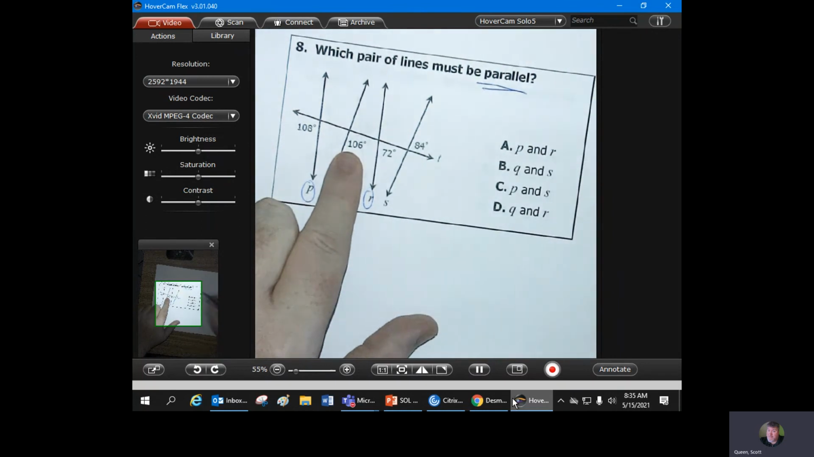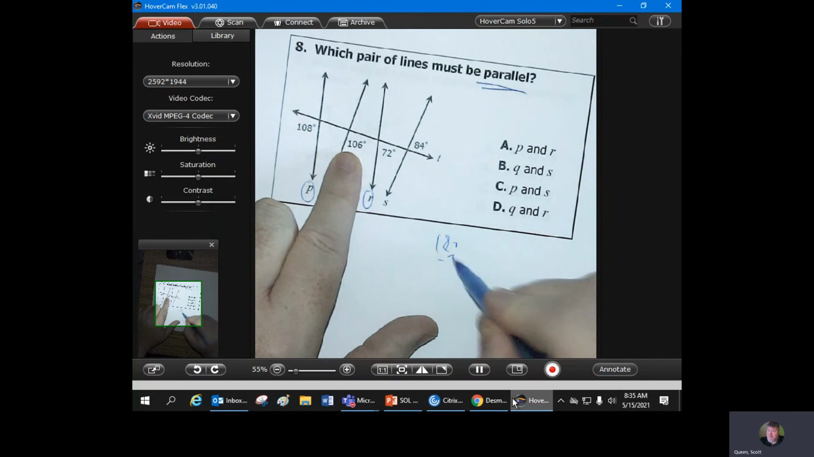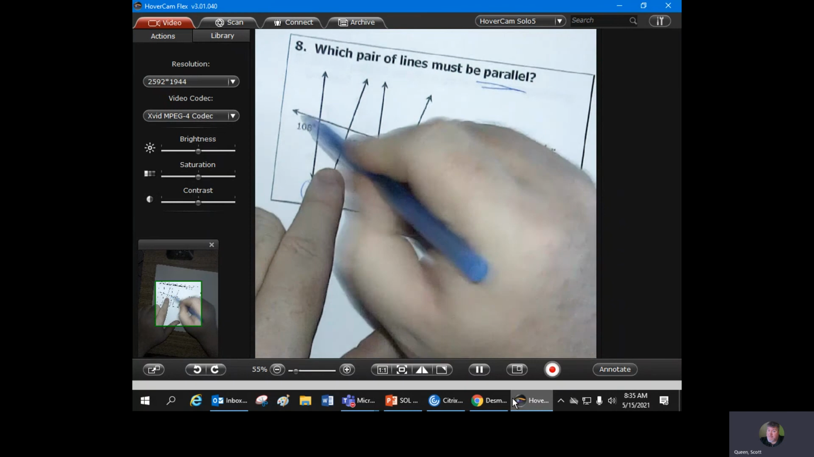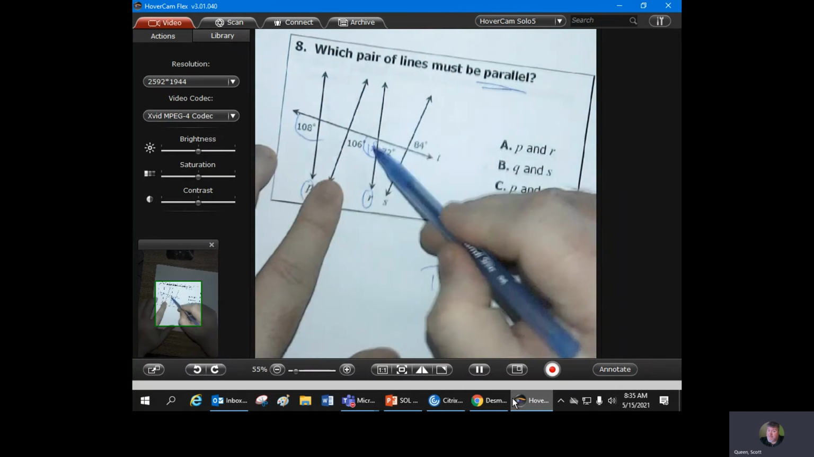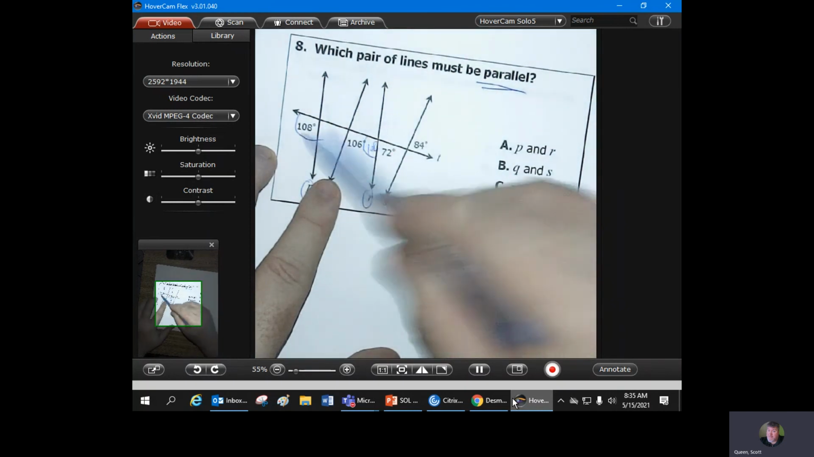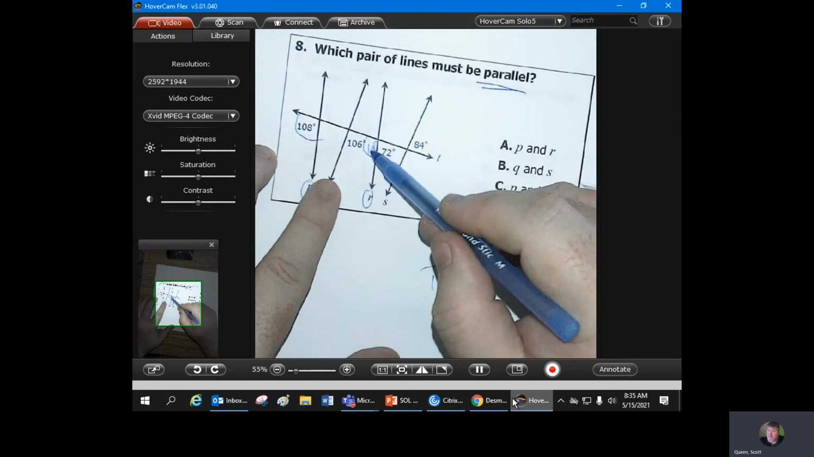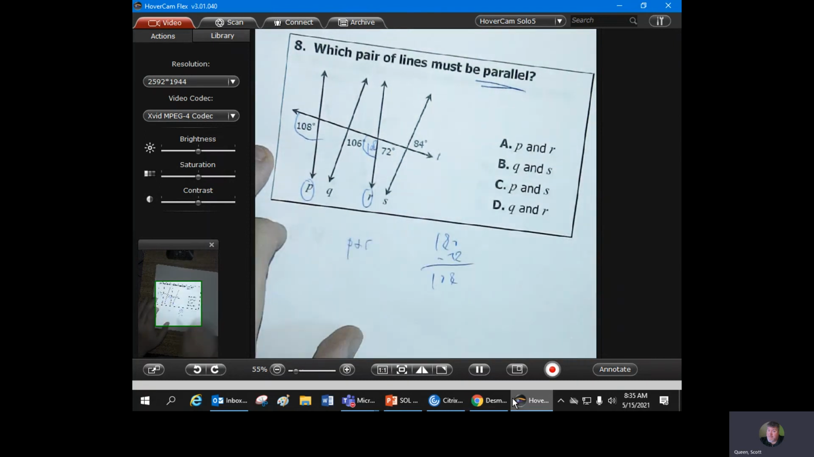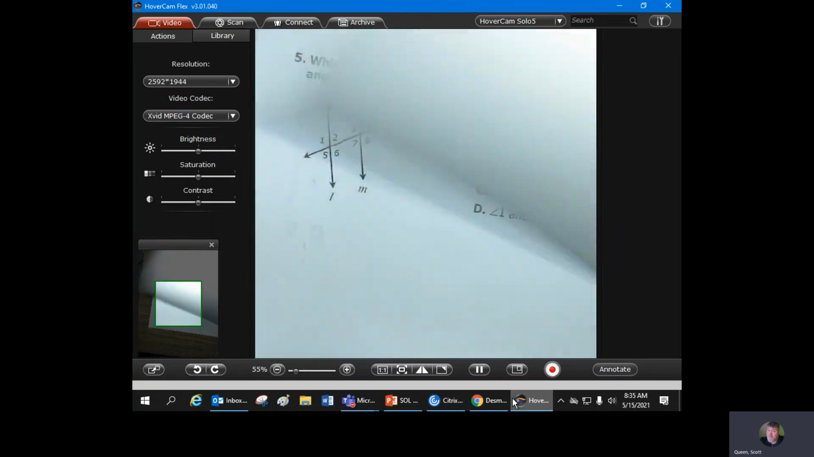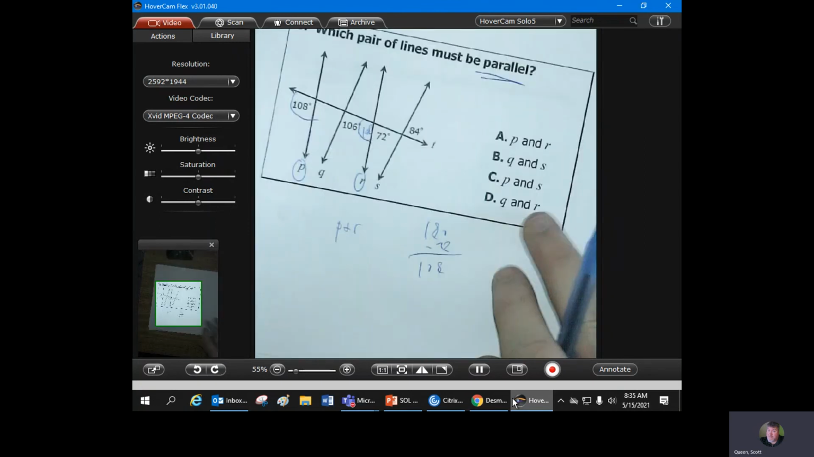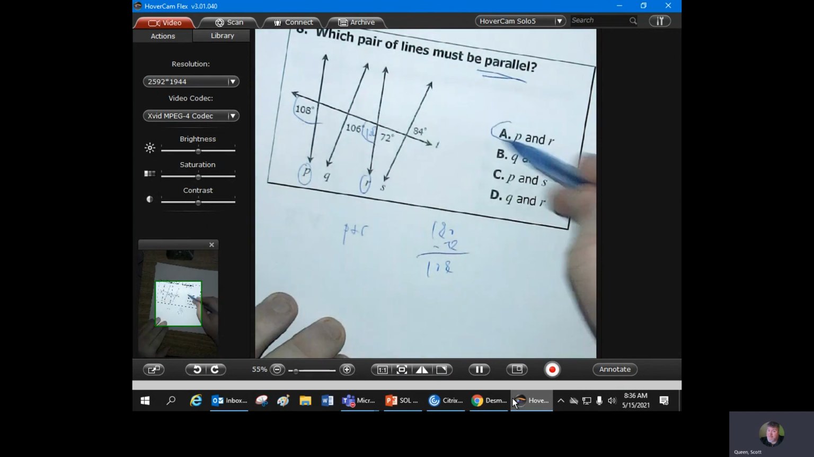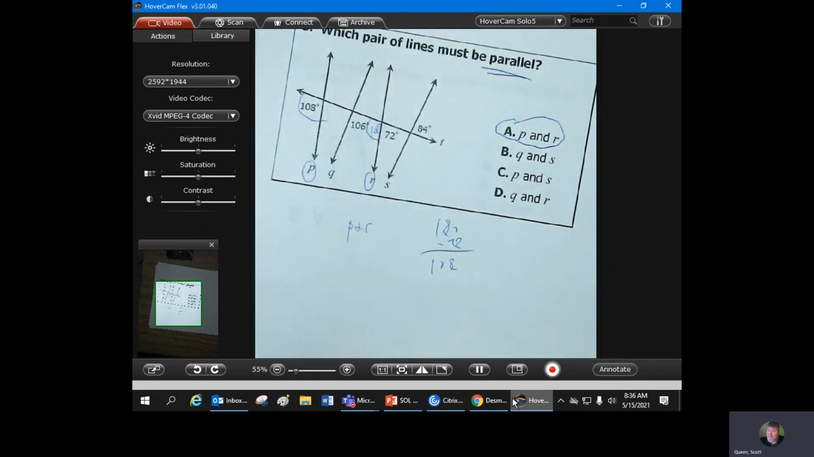So 180 minus 72 is 108. So that means this is 108. Well, guess what? So is this. That's on the same side, one's in, one's out, so those are corresponding, right? So that means at the very least, P and R are parallel. Since we only have one answer choice, P and R, there it is right there. That's A. I don't have to go any further.